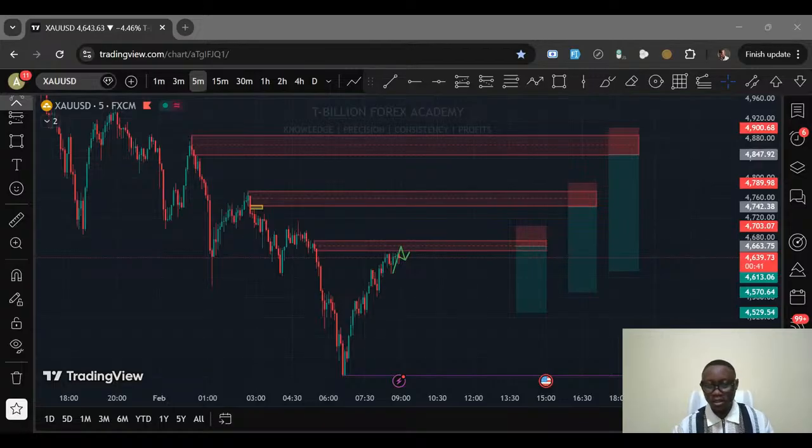Today's key lesson is simple as always. The structure first, then key order block zones, and lastly your entries.